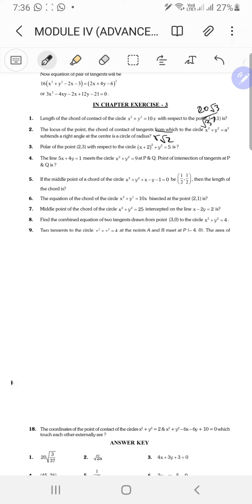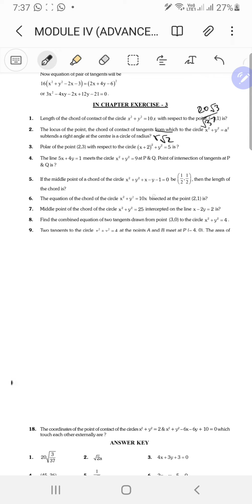Polar of the point (2, 3) with respect to the circle (x plus 2) squared plus y squared equal to 5 is. Okay, so the polar of the point with respect to this circle. That's weird, I think I forgot how to find polars. It was T equal to 0 if I correctly remember. Yeah, for the chord of contact at least it was T equal to 0. So in general too it was T equal to 0, I think.